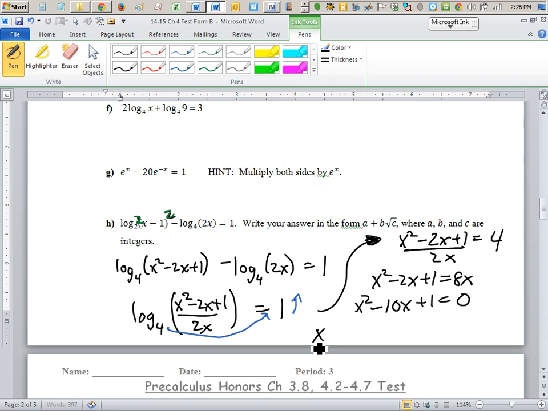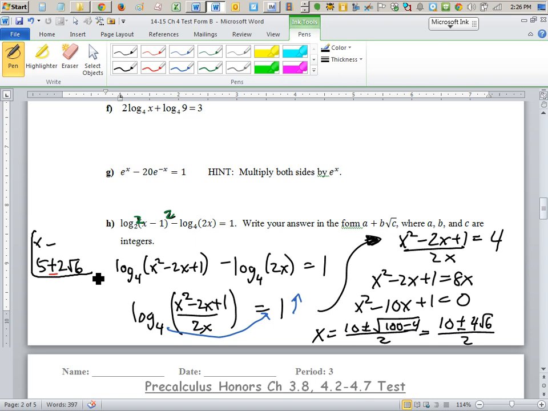So you do x equals 10 plus or minus the square root of 100 minus 4, all over 2. That's 10 plus or minus, now it's root 96. 96 is 16 times 6, so you can pull out a 4. And this just reduces to 5 plus 2 root 6. Or minus, but I just want to remind you that oftentimes one answer is not going to make sense.